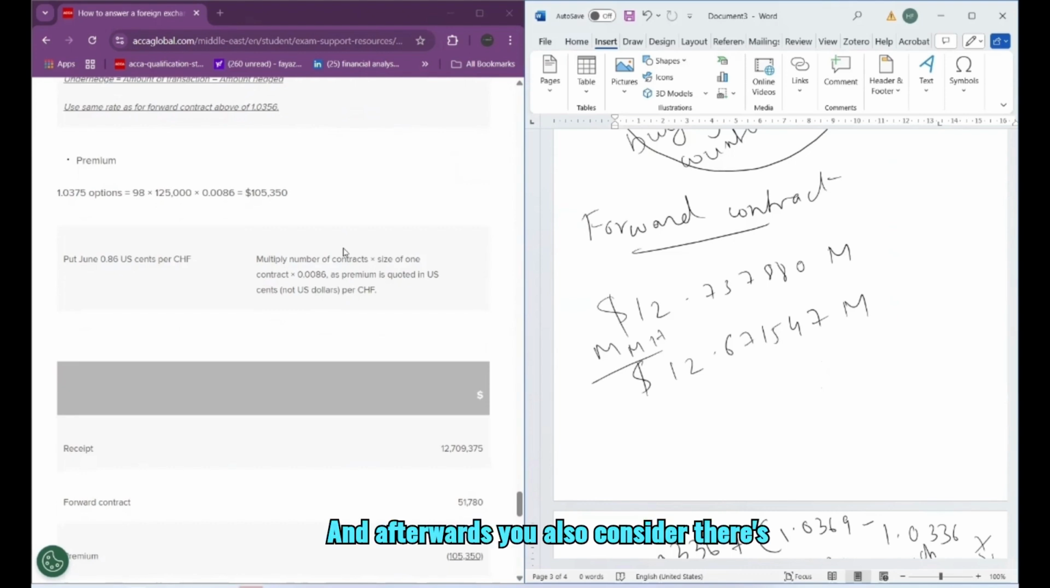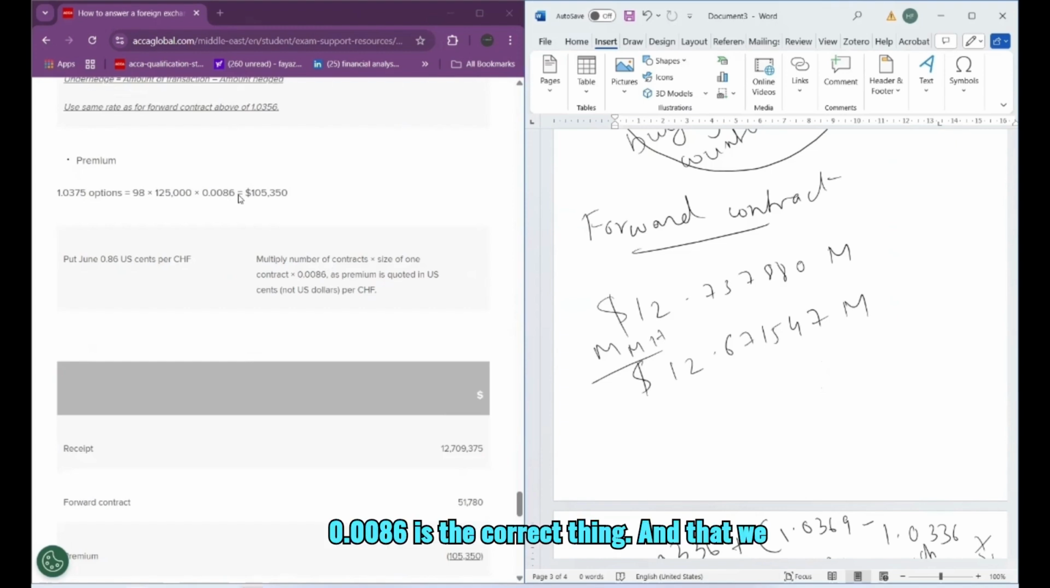And afterwards you also consider there's no lock-in rate here. There's this premium instead. So the premium that we'll consider for June puts is 0.86. As I said, it is given in cents, so we'll have to divide by 100. 0.86 by 100, which is 0.0086 actually. Totally confused right now.